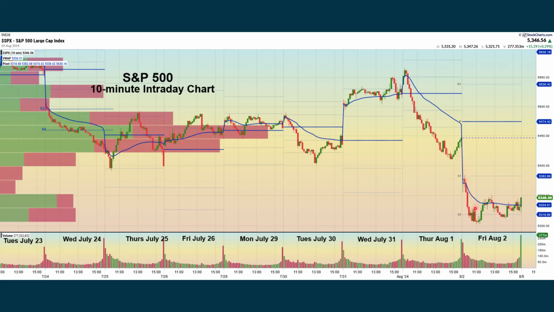So we really gapped down, but we were able to set up some kind of a base here around S2. This is really close to the 100 period moving average.